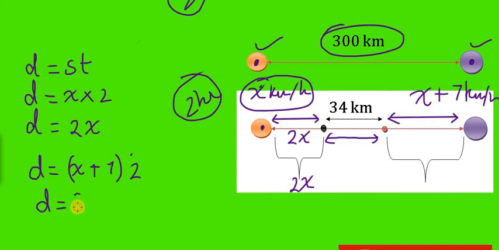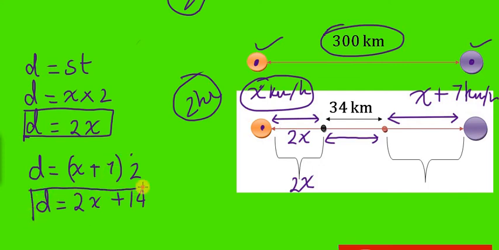That gives us 2x plus 14, isn't it? 2 into x is 2x, 2 into 7 is plus 14. So the distance covered by the motorcyclist who has x kilometers per hour speed is 2x, and the distance covered by the motorcyclist who has x plus 7 kilometers per hour is nothing but 2x plus 14. So this distance is 2x, this distance is 2x plus 14. Now we have got all the information that is required.